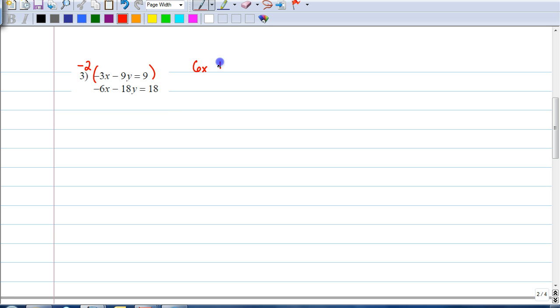But then I end up with a positive 18y equals a negative 18. So now when I rewrite the other equation, I have negative 6x minus 18y equals a positive 18. And you'll notice now that when I add these together, 6x minus 6x is 0, 18y minus 18y is also 0, and negative 18 plus 18 is 0 as well. So I have 0 equals 0.